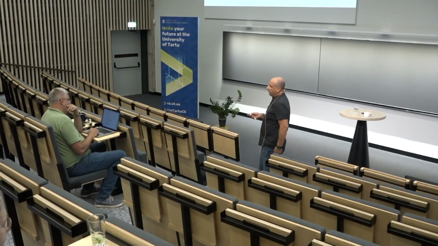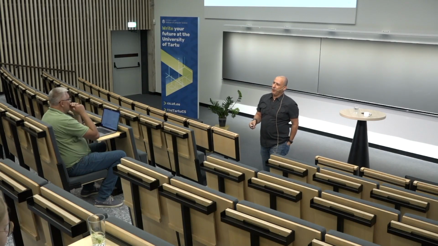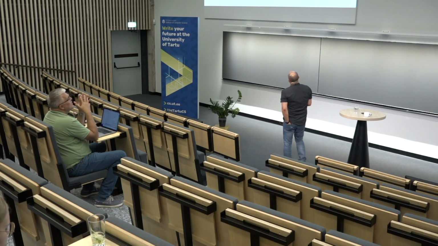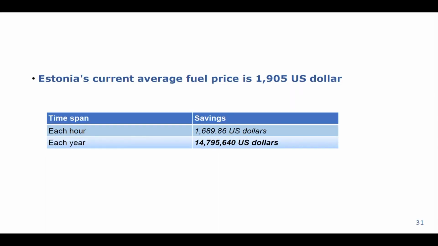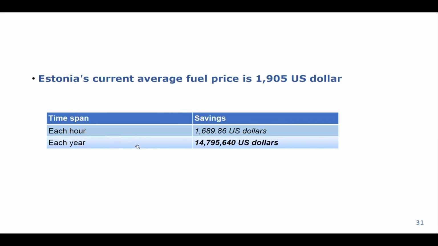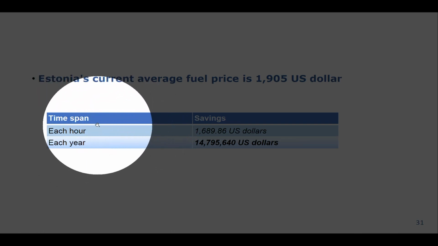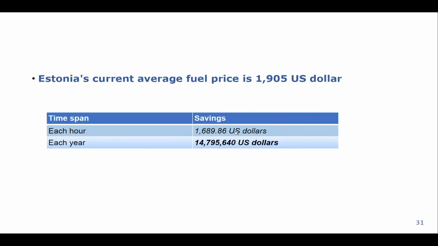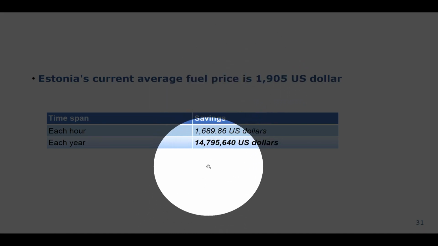Do you have any estimation how much we are earning in terms of fuel consumption? Money. So this is the impact. In April, the fuel price was $1.90. So each hour we were able to save $1,689, which means that per year we are able to save $14,700,000.